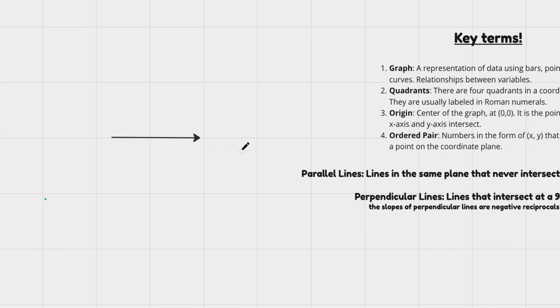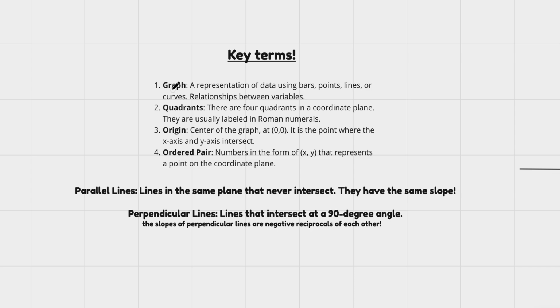More advanced. So as you already know, these terms are just some of the key terms that you need to know when you're talking about coordinate planes. But here's just a review. So we have a graph, which is just a representation of data, quadrants, which there are 4 in a coordinate plane, and they're usually in Roman numerals. The origin is just the center of the graph at 0, 0, and it's where the x-axis and the y-axis intersect. An ordered pair is just numbers in the form of x comma y, where x is the x-coordinate and y is the y-coordinate, and it represents a point on the coordinate plane.